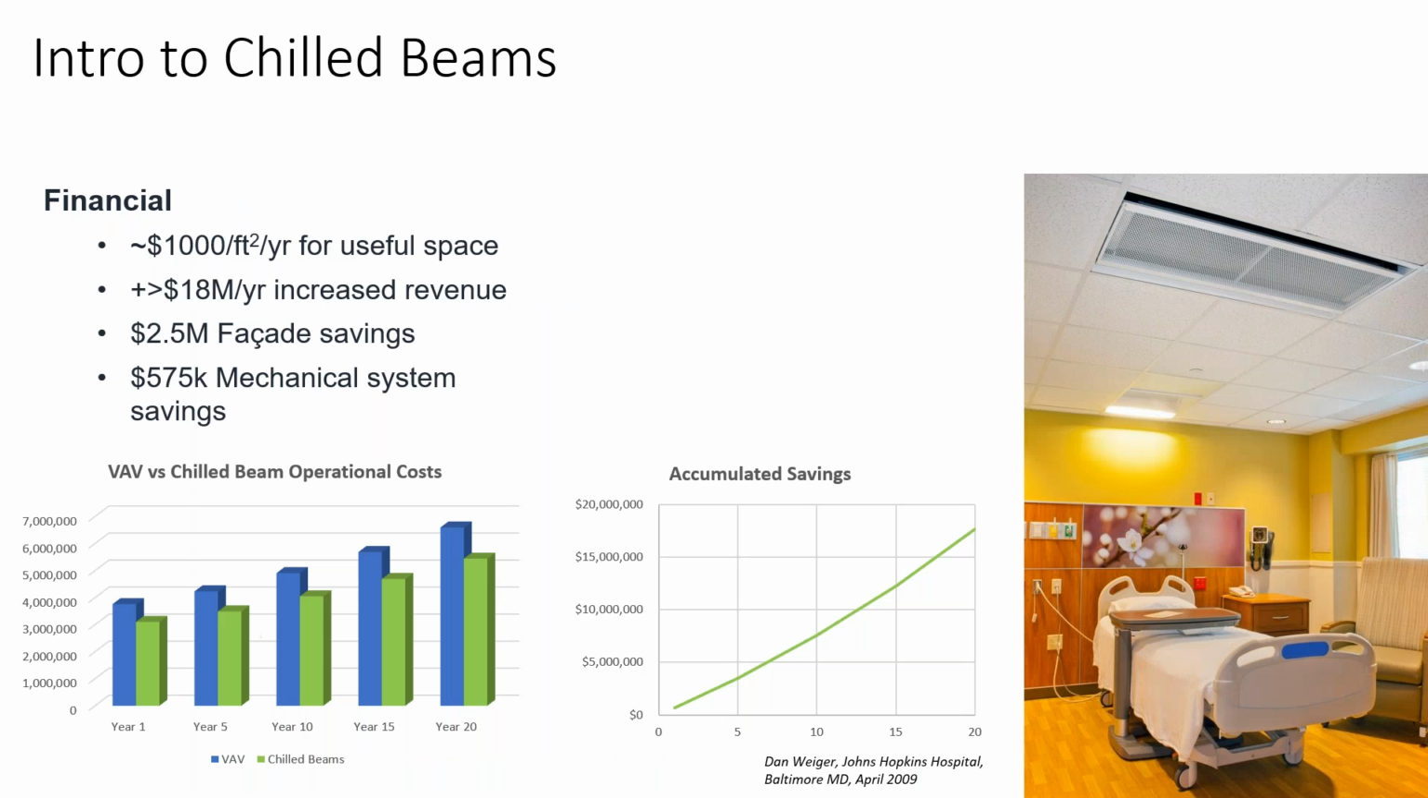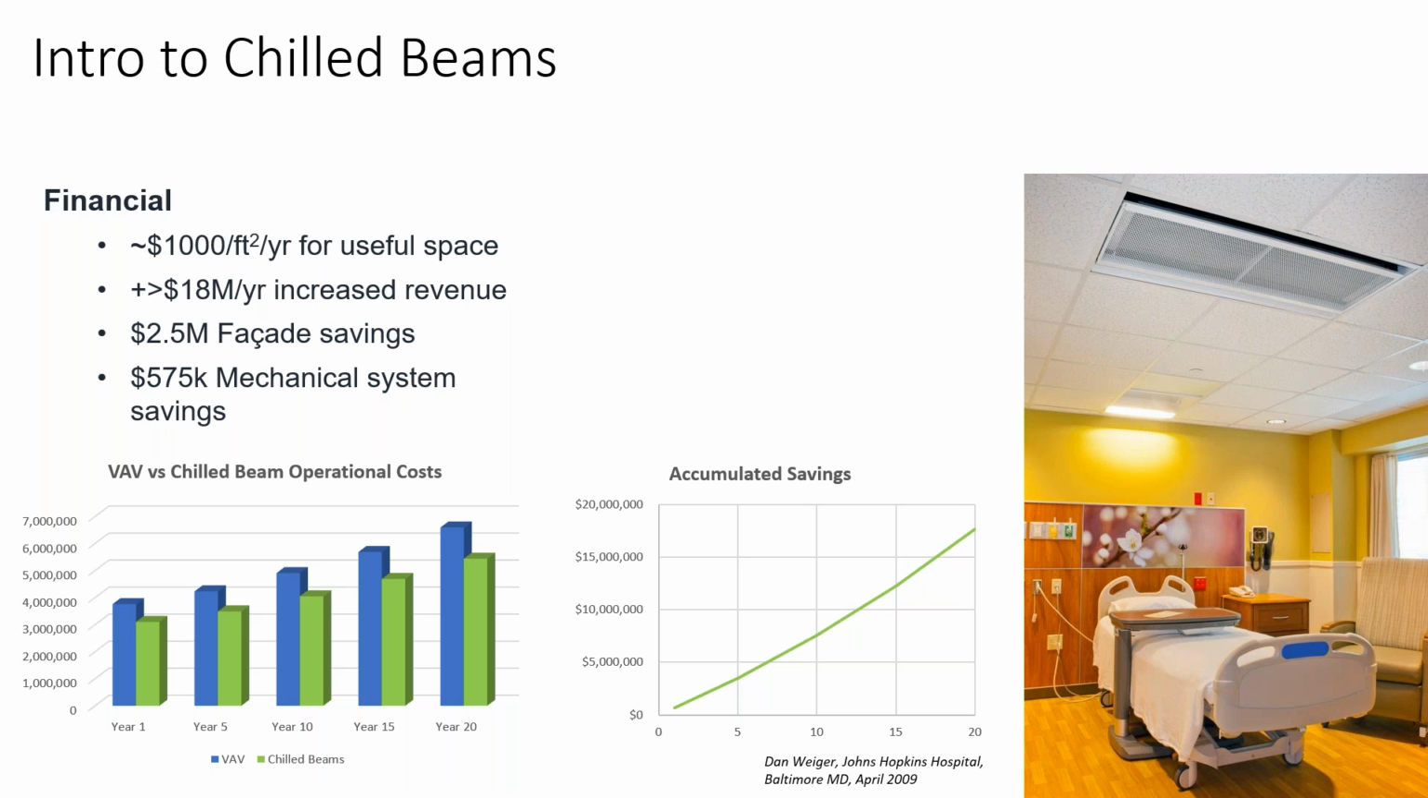And so what they found on the financial side of things, considering how much dollars per square foot a hospital earns in revenue, combined with the operating cost reductions from using the more energy efficient chilled beam system, they were receiving about $18 million dollars per year in increased revenue with this type of approach.